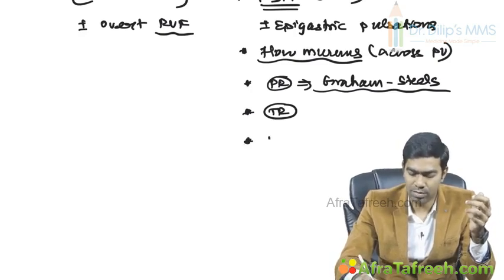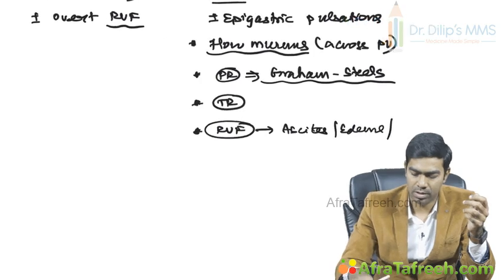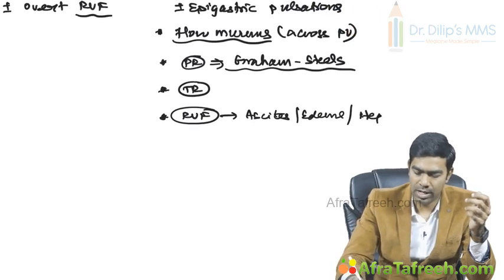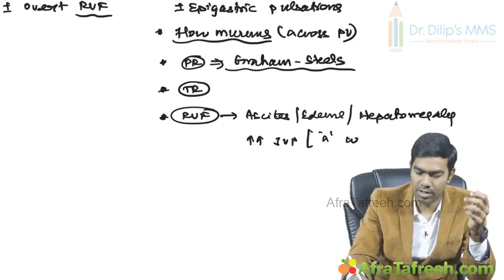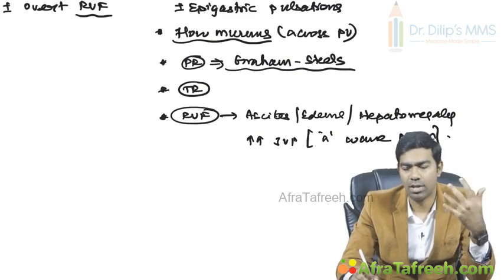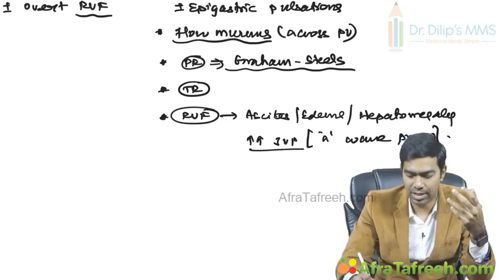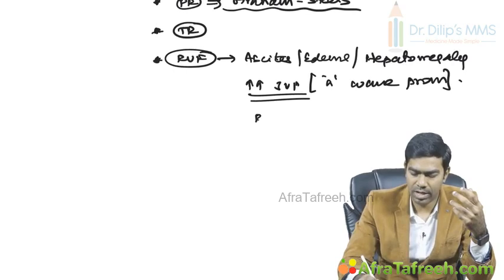Or you can get signs of right ventricular failure, as I told you: ascites, pedal edema, hepatomegaly and jaundice, elevated JVP. Typically in pulmonary hypertension, your A wave will be prominent, a very big A wave, a large A wave. That is the classic sign of pulmonary hypertension in elevated JVP. And patients may have a right ventricular S4.